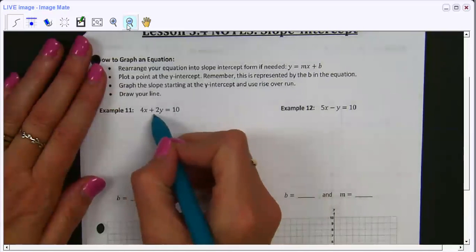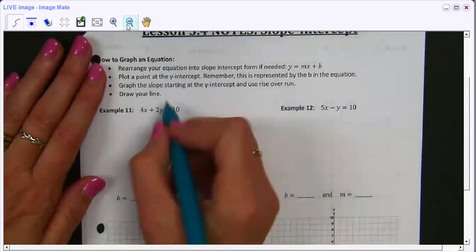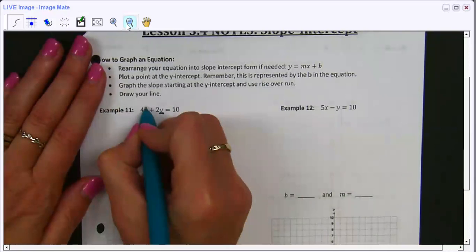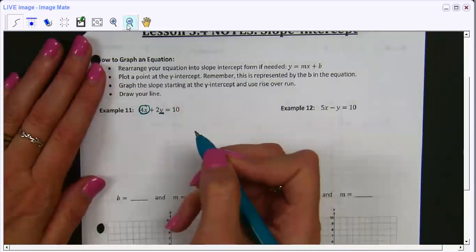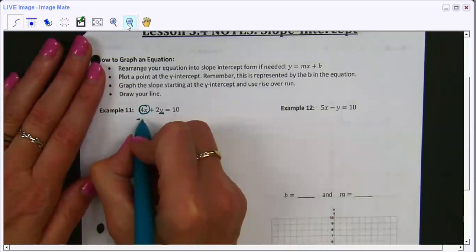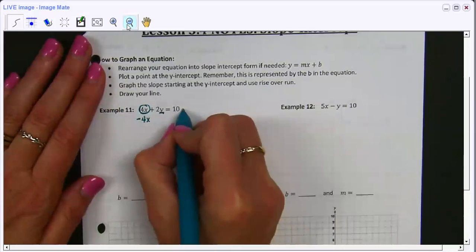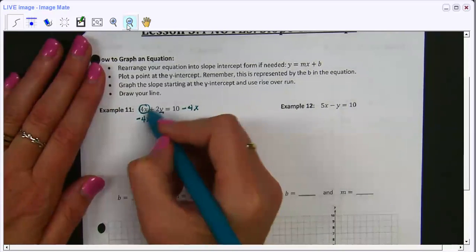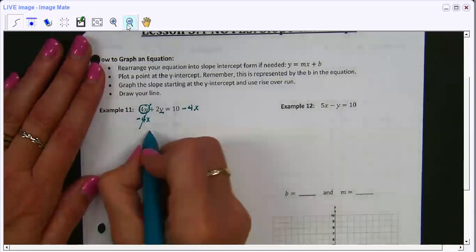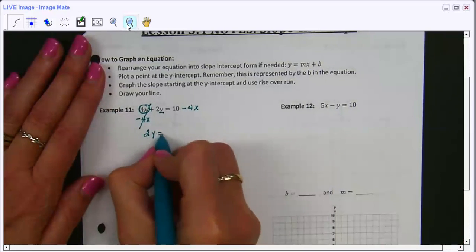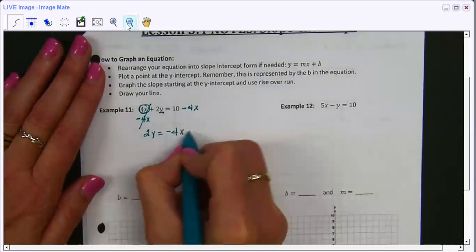We have 4x plus 2y equals 10. We want to isolate this y, so we need to get rid of this entire term. And the way that we're going to get rid of it is by subtracting 4x on both sides. Okay. So we're left with 2y equals -4x plus 10.